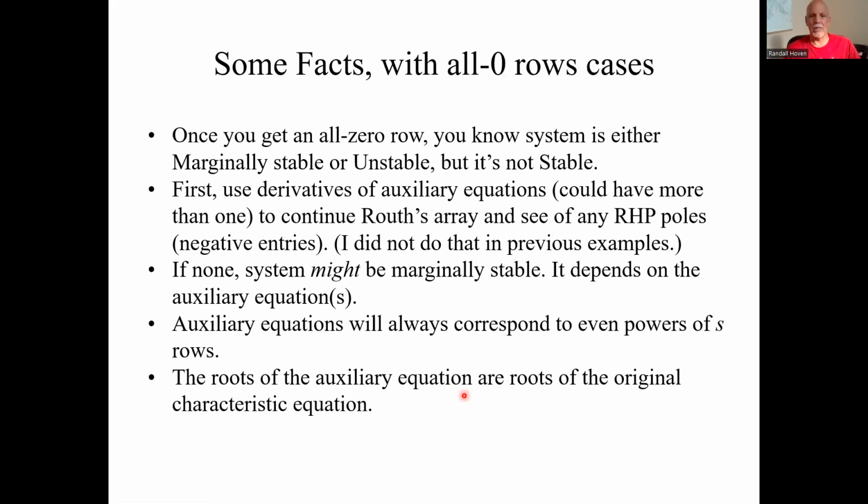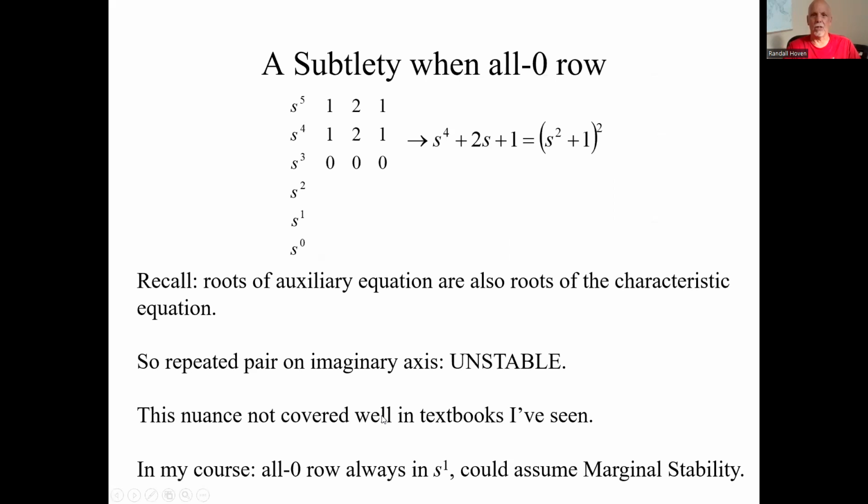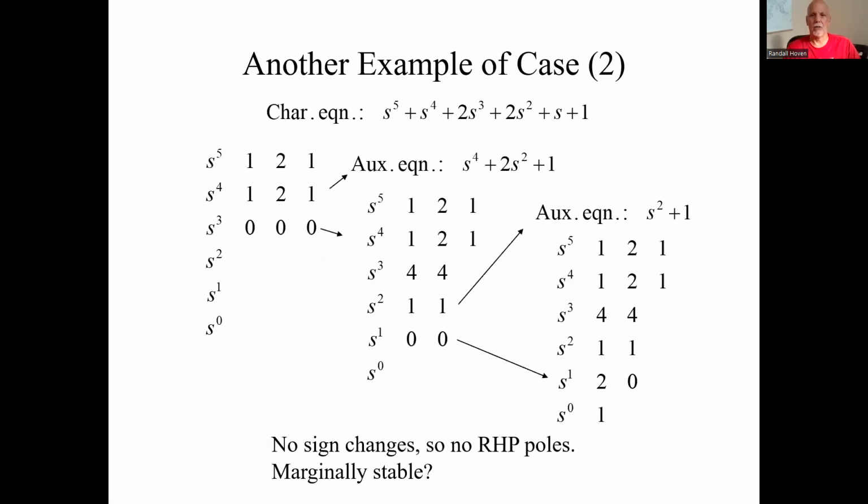Roots of the auxiliary equations are roots of the original characteristic equation. Look at this example we just did. We got an auxiliary equation here. It was this one, and an auxiliary equation here. So there are two different auxiliary equations. In this case, they came up with the same roots. This one came up with repeated roots. Same root as down here, but repeated.